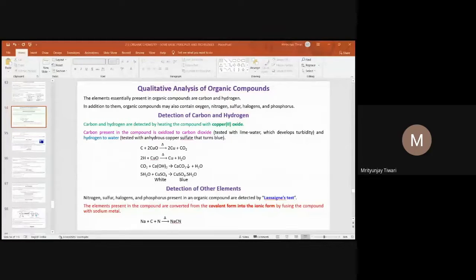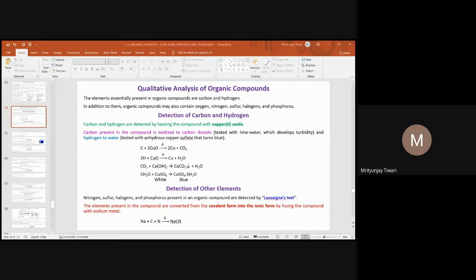For nitrogen, if nitrogen is there, then cyanide will be formed in the sodium fusion extract, and cyanide is detected with the Prussian blue color when Fe2+, that is ferrous sulfate, is added to the solution. We see the Prussian blue color, and it confirms the formation of cyanide in the sodium fusion extract, and that cyanide has come from the carbon and nitrogen present in the organic compound.